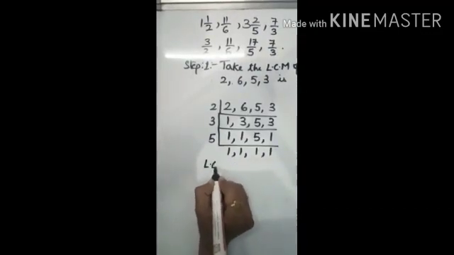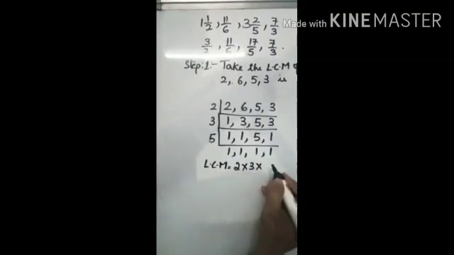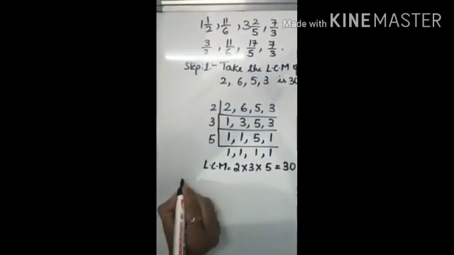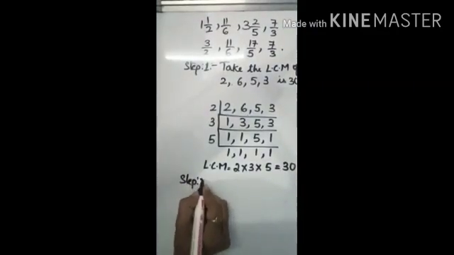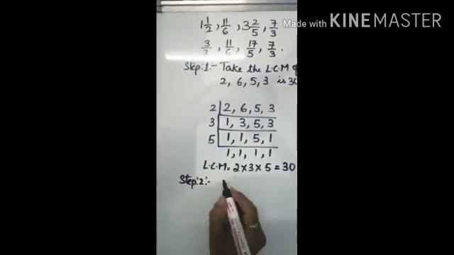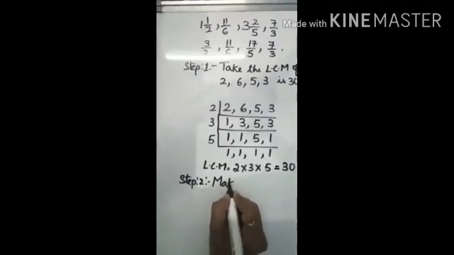So what is the LCM? 2 into 3 into 5 is equal to 2 threes are 6, 6 fives are 30. So the LCM of 2, 6, 5 and 3 is 30. Now what is the next step? The next step is to convert all of them into like fractions. How do I convert all of them into like fractions? By making the denominators the same.